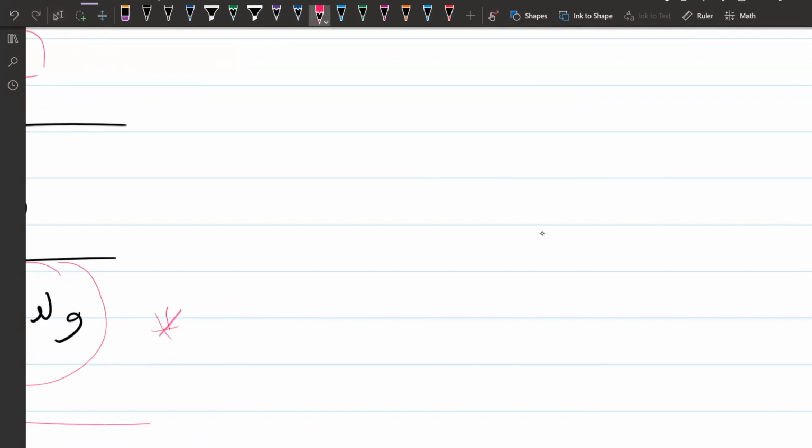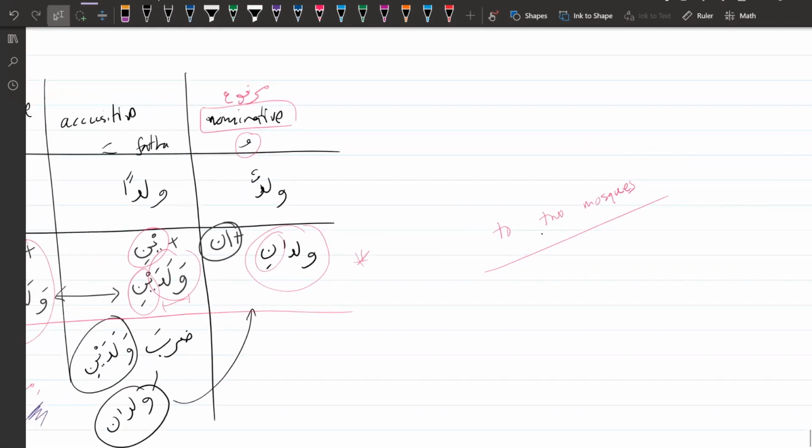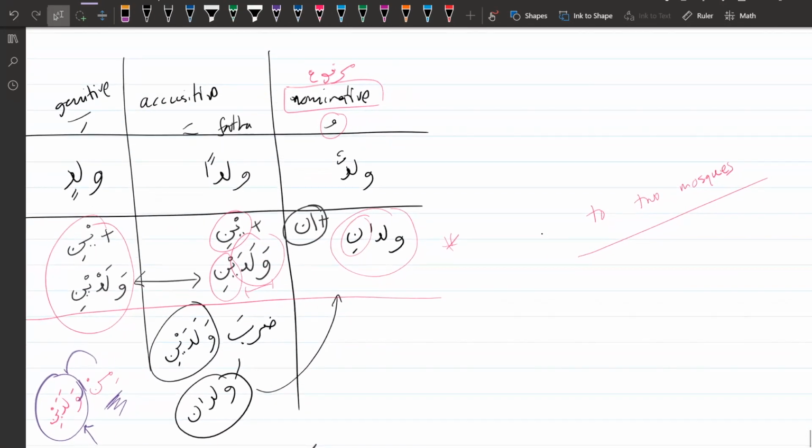If I want to say, like, going to mosque. So you're going to mosque. So remember, this is indefinite. We don't have any alif lam here. I can keep this one in front of you for now, so you understand.